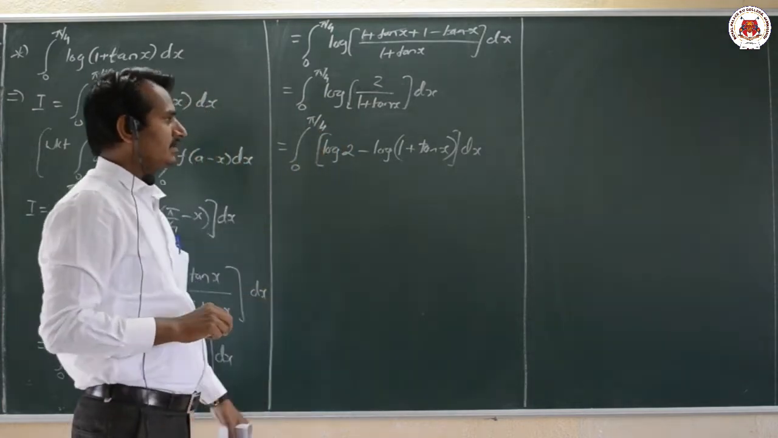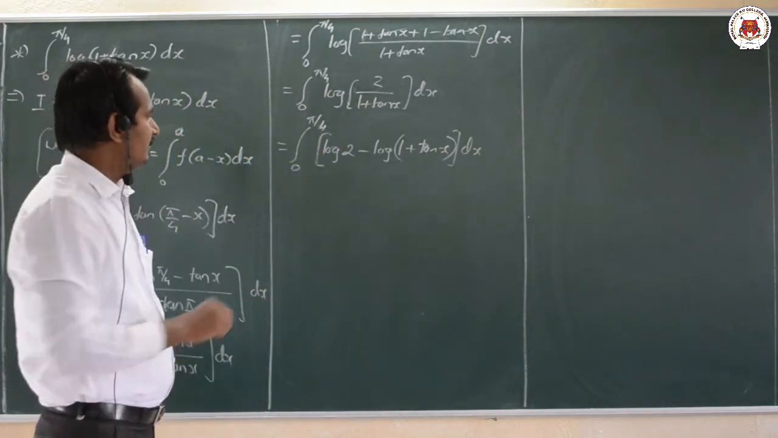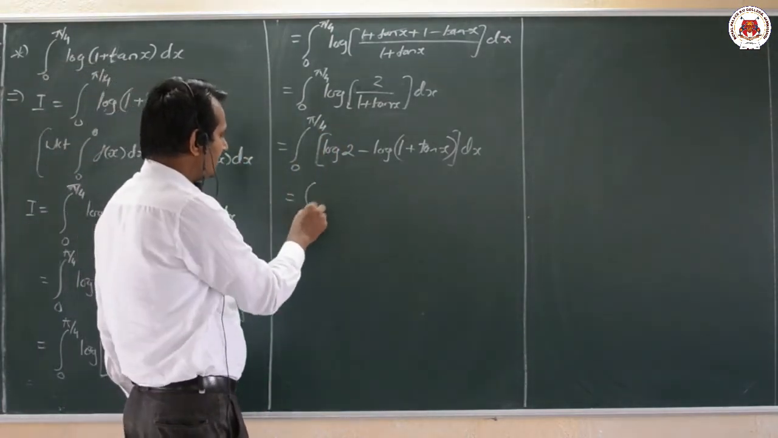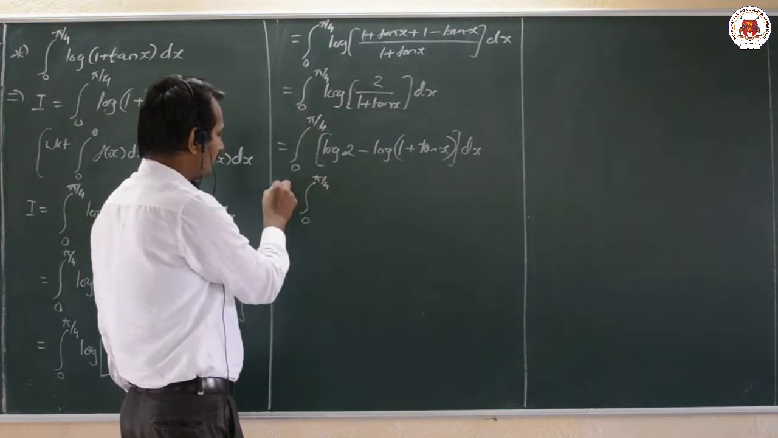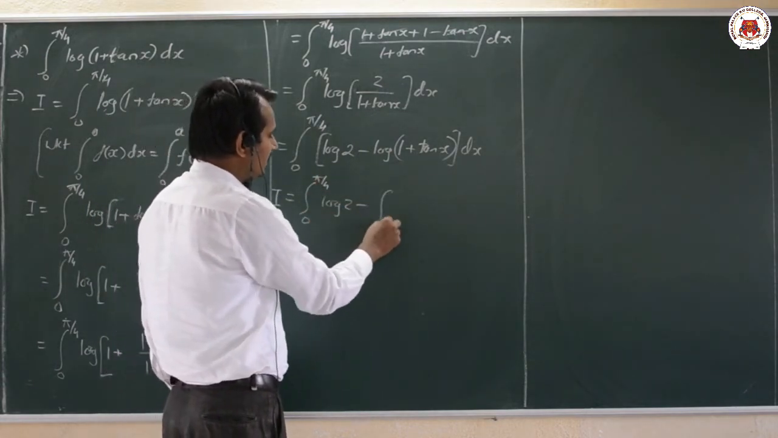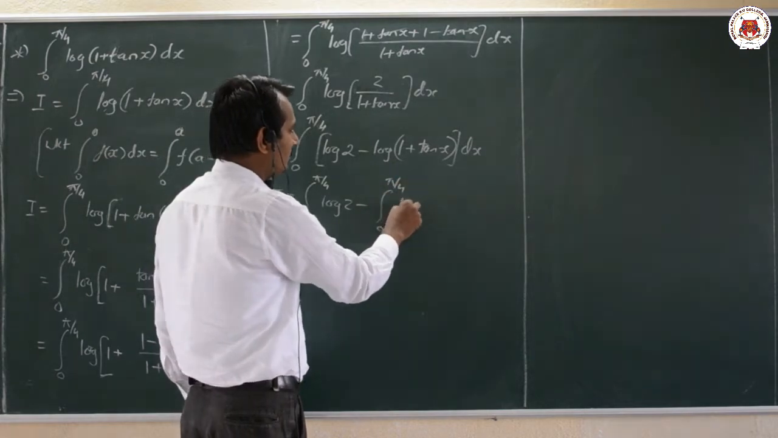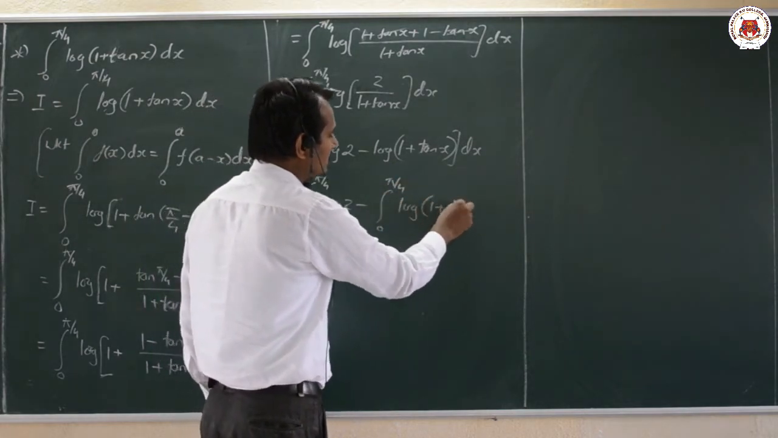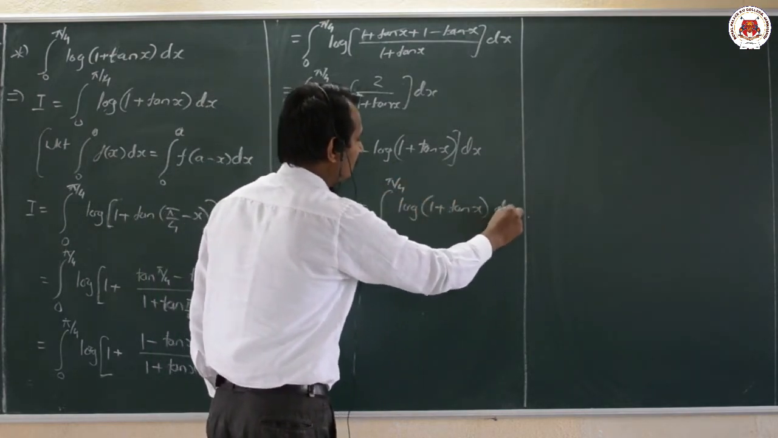Okay, this is the first thing. Now I will separate the integral value. So what we get is the integral from 0 to pi by 4. Now what is the LHS part? I here is log 2 minus the integral from 0 to pi by 4 of log of 1 plus tan x dx.